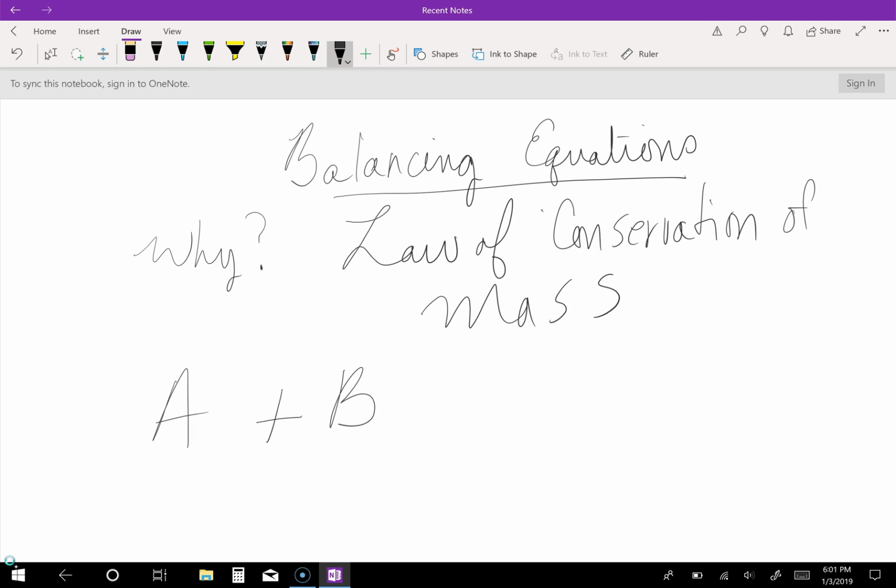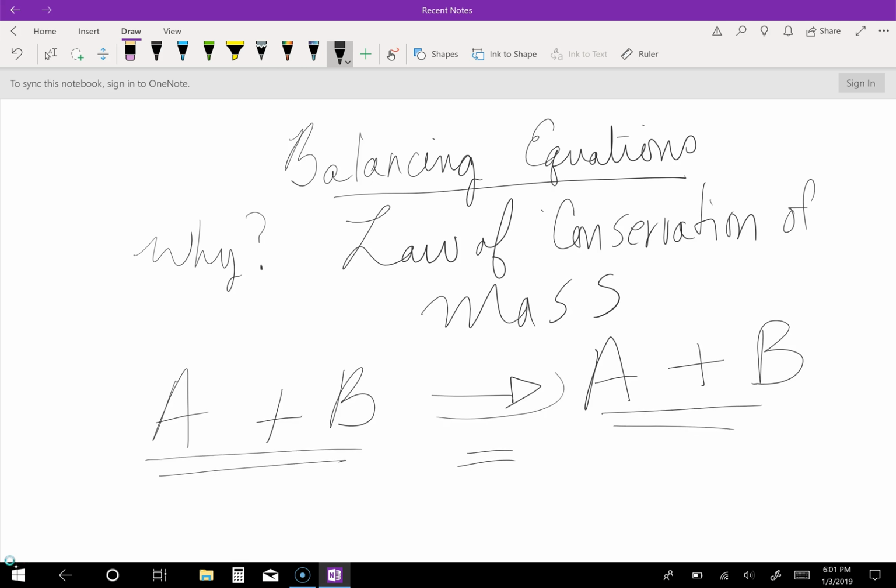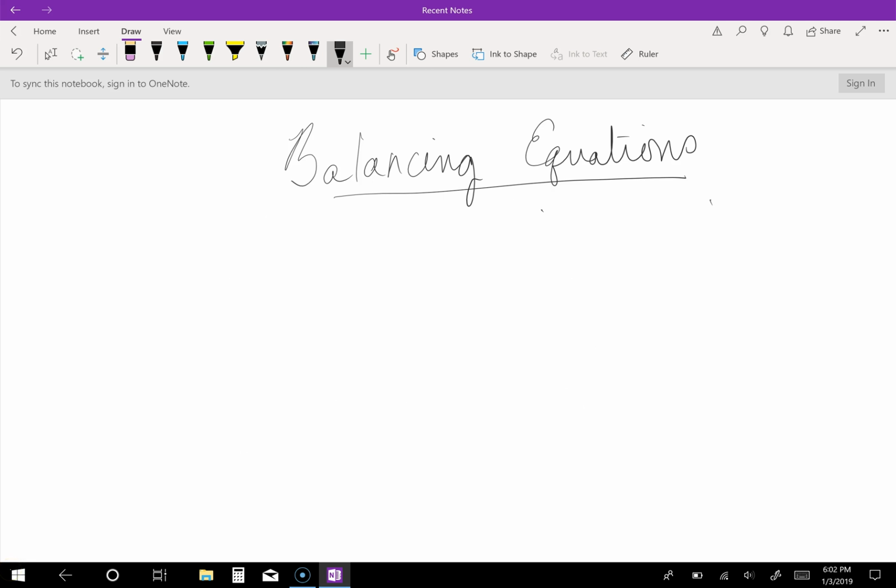So if we have reactant A and reactant B, we should have product A and B respectively. They can be different combinations, but not different numbers. You can think of the arrow as an equal sign.